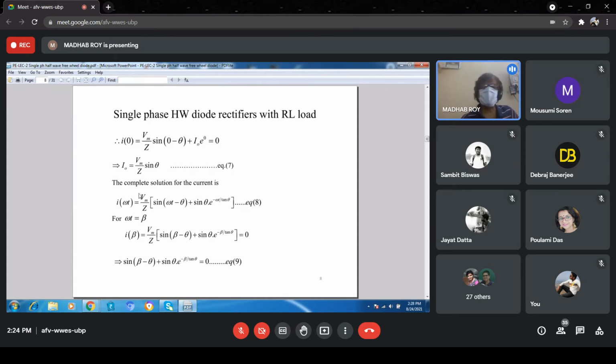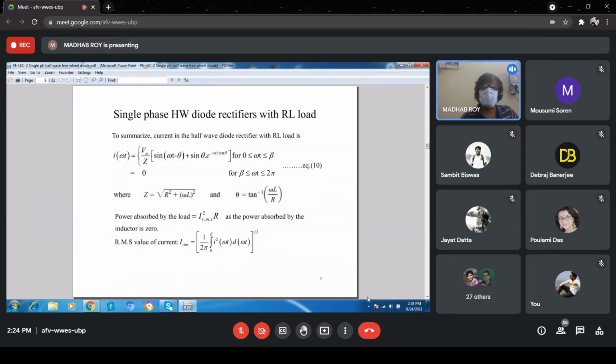Now we can put another boundary condition, that is omega t is equal to beta. At omega t equal to beta also we can say that the current will be 0, so the whole thing will be 0. We have already discussed this from the graph. So from here we can find the complete solution: from 0 to beta, the expression for i of omega t is like this, and from beta to 2 pi it will be equal to 0. This is the complete solution of this equation.